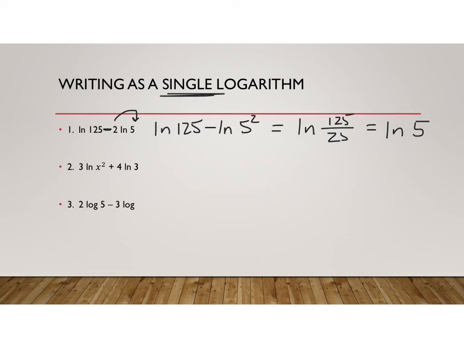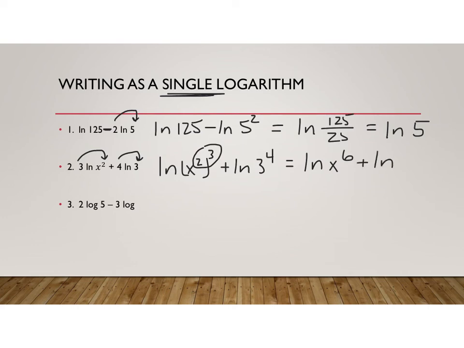In number 2, we've got a number out in front. I can move that to the power. I've got another one here. So then I've got the natural log of x squared to the 3rd plus the natural log of 3 to the 4th. So it would be the natural log of x to the 6th, we're using power of a power, plus the natural log of 81.